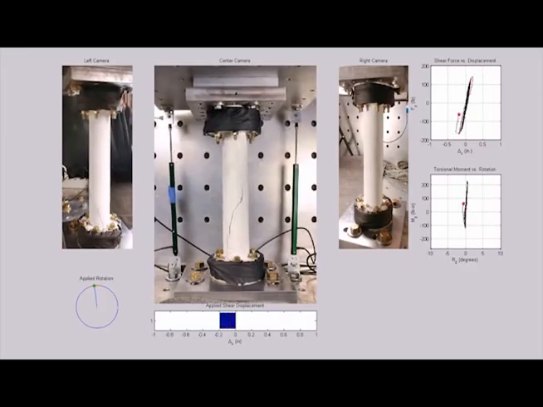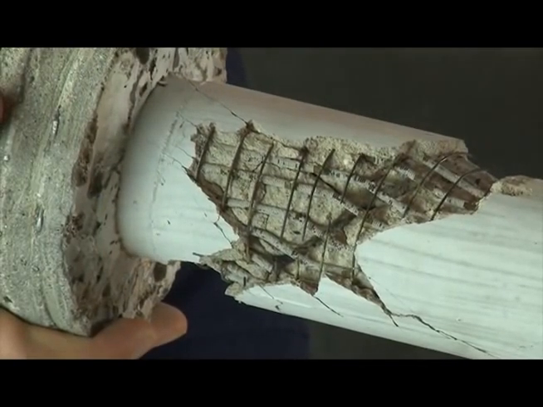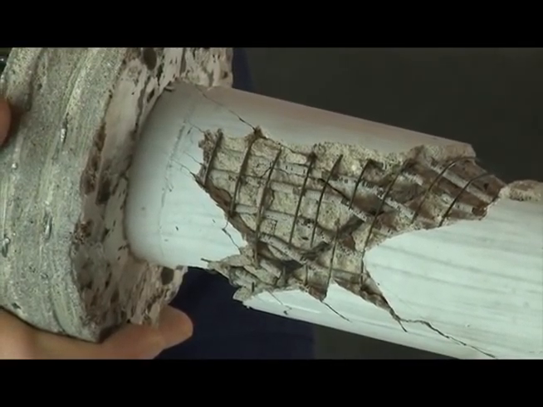This test involved a highly brittle failure, which is shown by a very sharp drop in load-carrying capacity of the specimen, and was accompanied by the rupturing of several strands of transverse reinforcement.